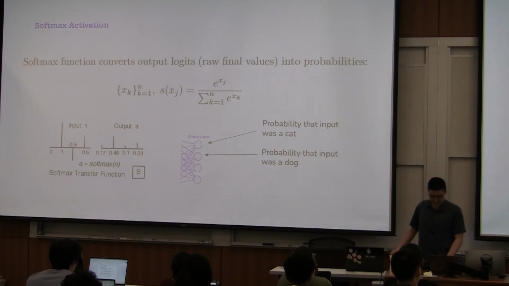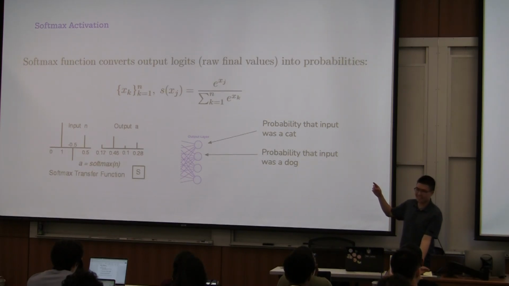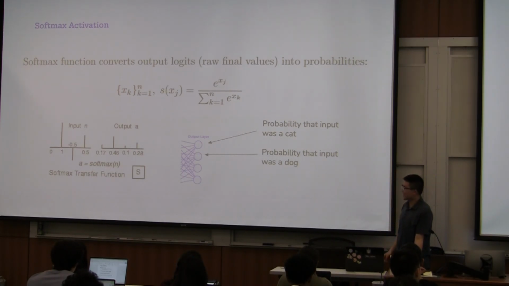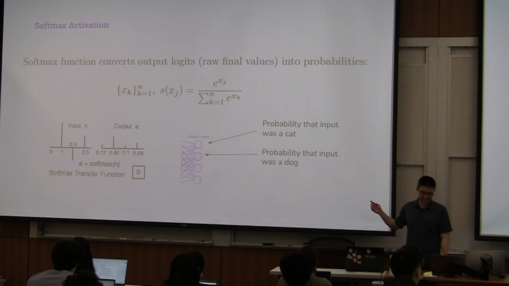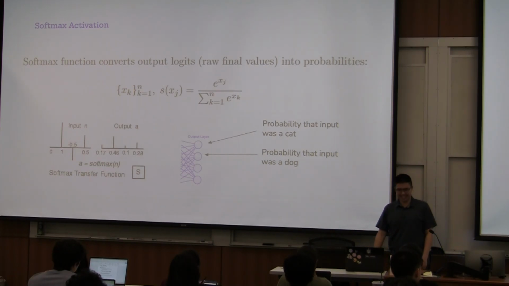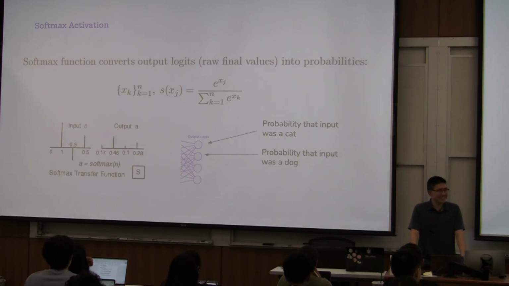So we can take, say, the first output as the probability that the input was a cat, and then we can take the second output as the probability that the input was a dog. And since all these numbers sum to 1, we can definitely just use them as probabilities. Cool. Any questions?